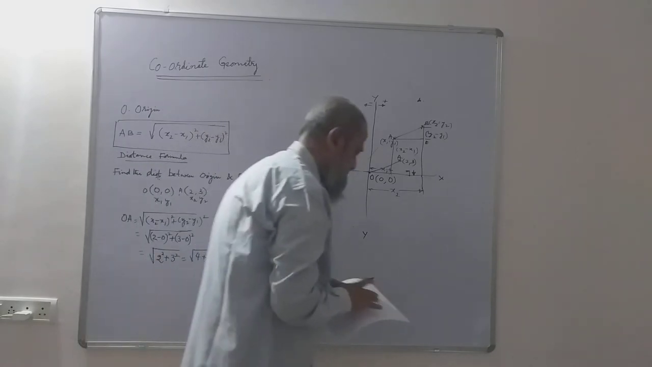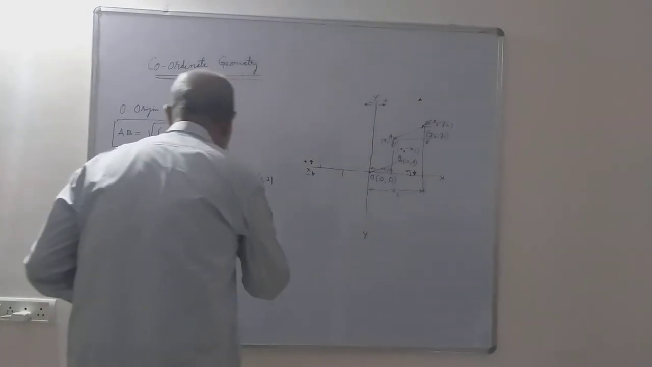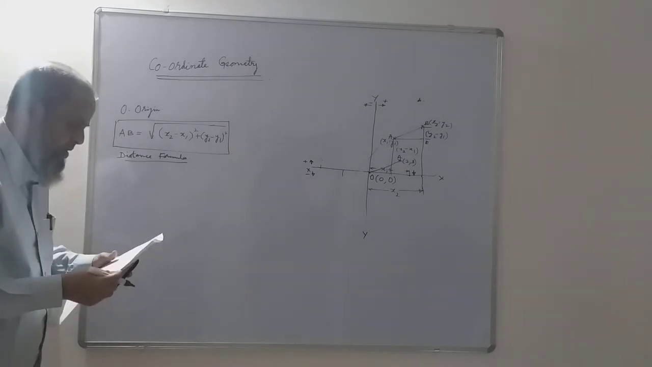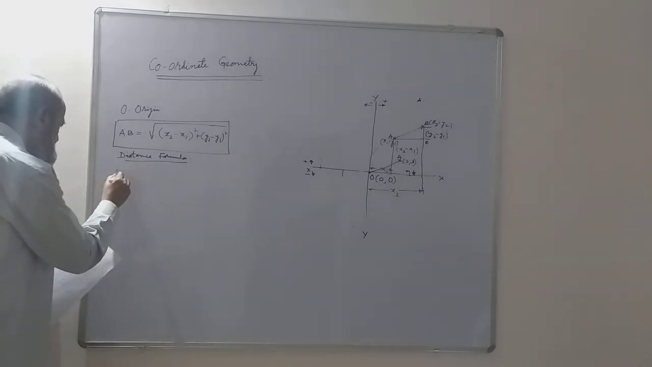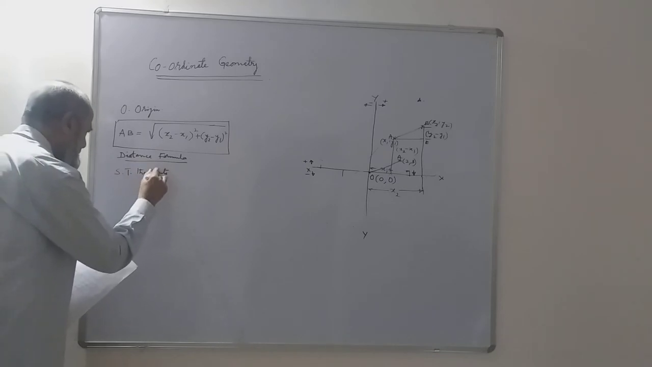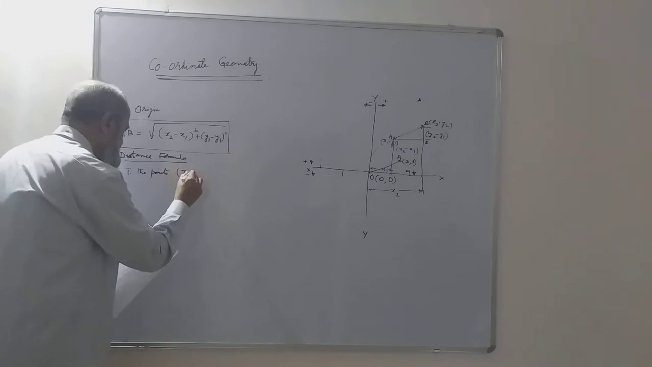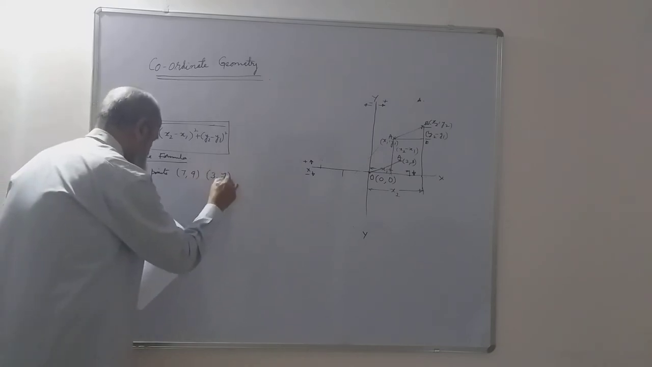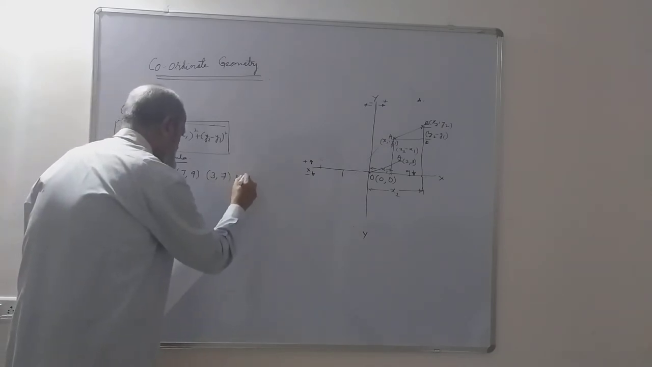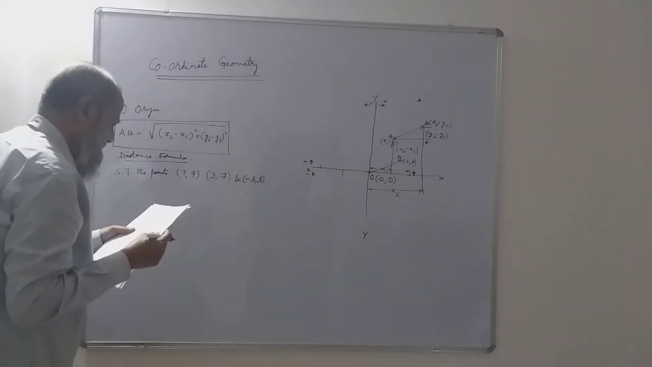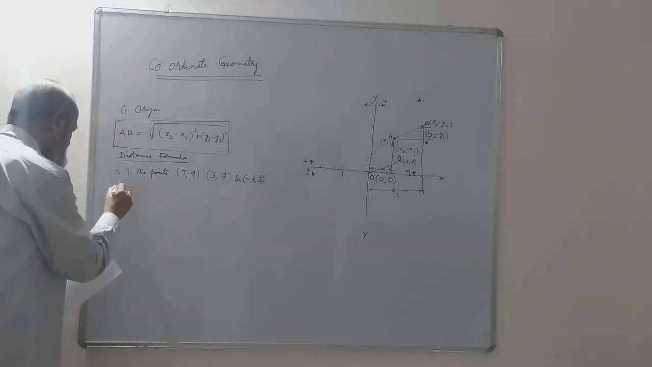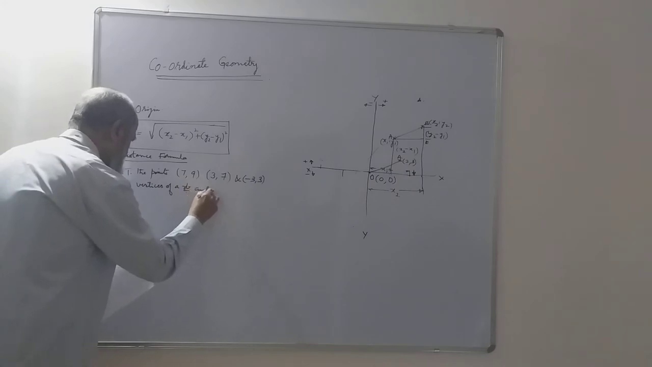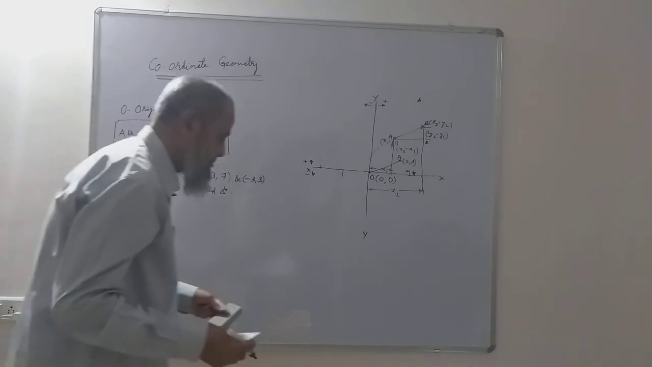Next, a little harder. Now, application. Applying this formula. In this problem, show that the points (7, 9), (3, 7) and (-3, -3) are the coordinates or the vertices of a right angle triangle. That is, they are the corners of a right angle triangle. We have to prove that.